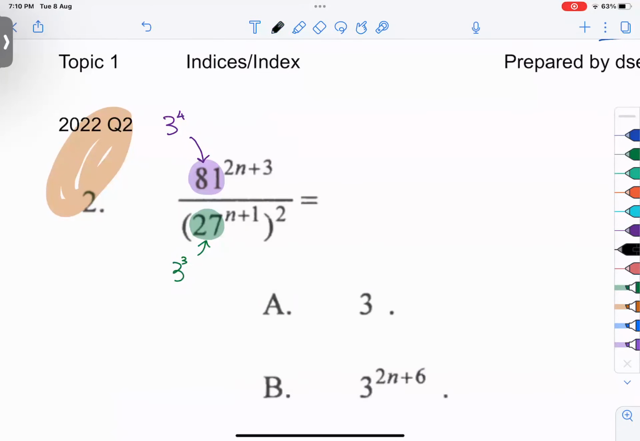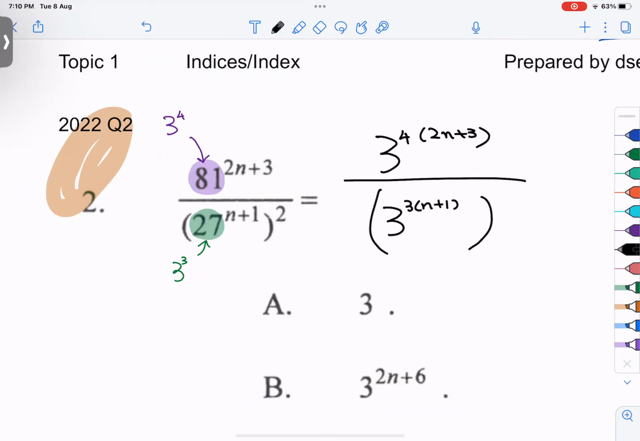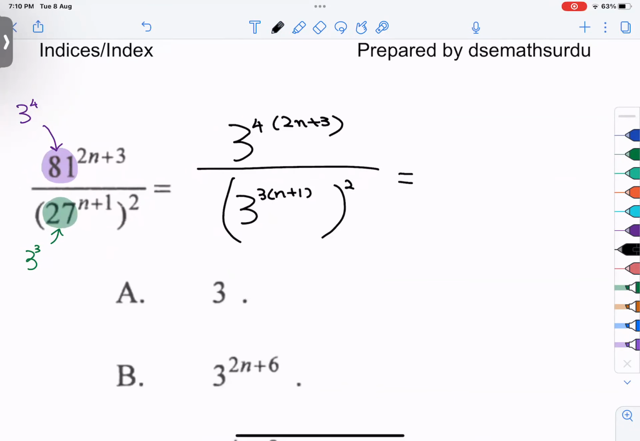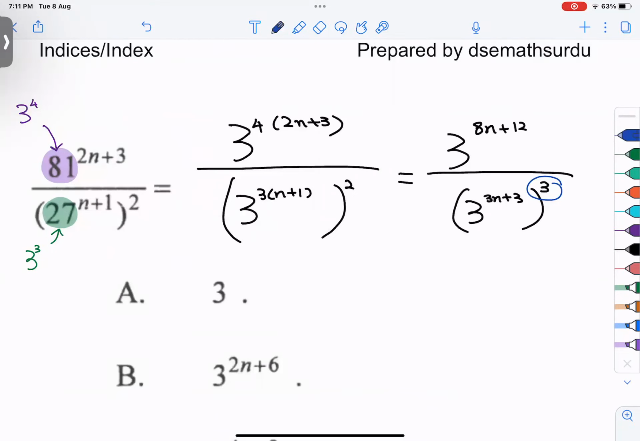So we rewrite everything with base 3. Open up the brackets. Do it on your own first, and just see the screen for checking answers. 4 times 3, 12. And then if there's a power outside, give it to the inside. Inside there's already a power, so multiply it again.